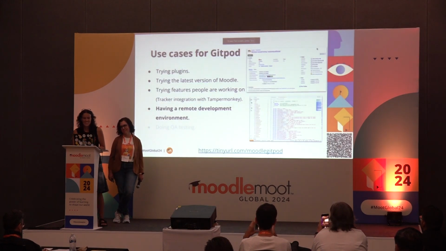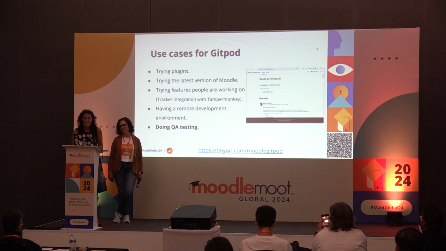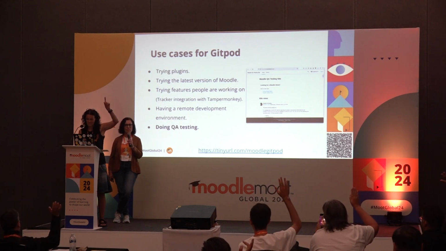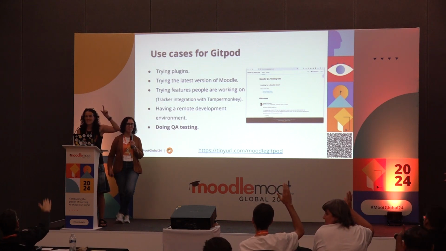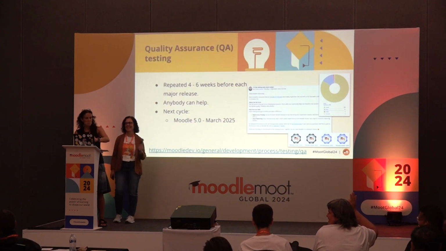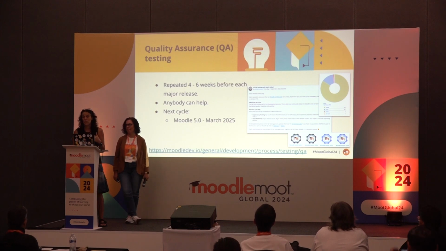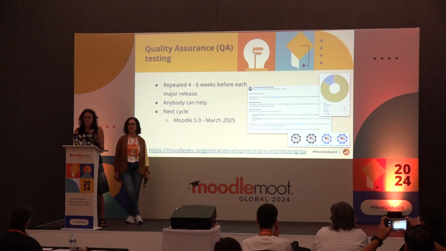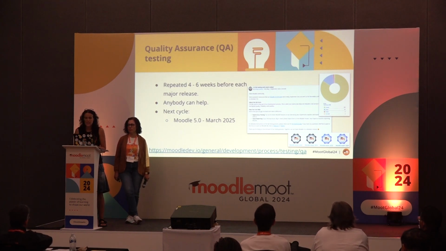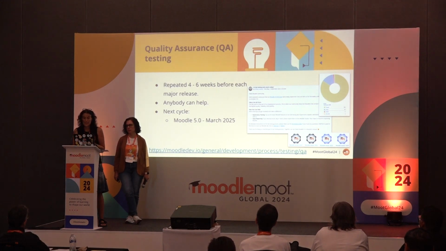And last but not least, we are also using it for QA testing. Have you ever heard about QA testing? Who knows what QA testing is in Moodle? Who has helped with QA testing? Oh. Okay, so that it makes sense, this slide. QA is quality assurance testing. That's something that we are doing before every major release. It takes us about 4 to 6 weeks. It just finished for the 5.5 that was released a couple of weeks ago. And the next cycle for the 5.0 will be in March.